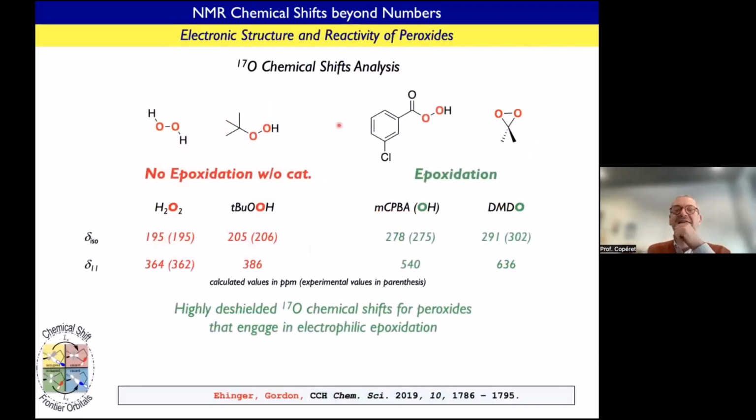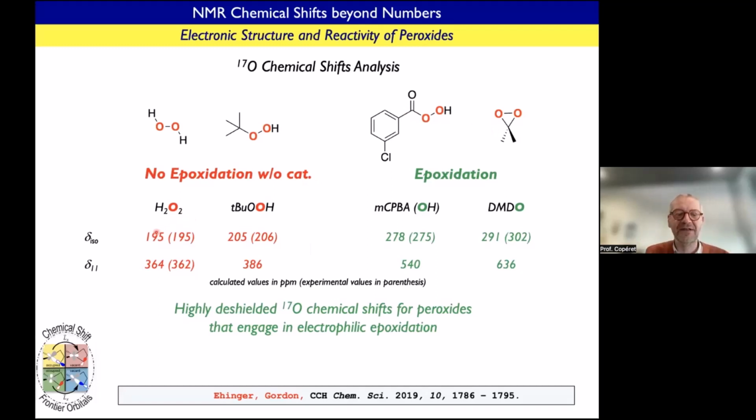Okay, so if I look at oxygen-17 NMR, it's also a nucleus which is an unfriendly spin because it's not a spin 1/2, but still, what is very interesting, if I look at these peroxyl compounds, you have two classes. You have H2O2 and so-called TBHP, and these peroxyl compounds are known not to do epoxidation without a catalyst. And then you have these classical compounds that you learn in organic chemistry, so-called MCPBA and DMDO, and these peroxide compounds are known to transfer the oxygen to an olefin to make an epoxide.